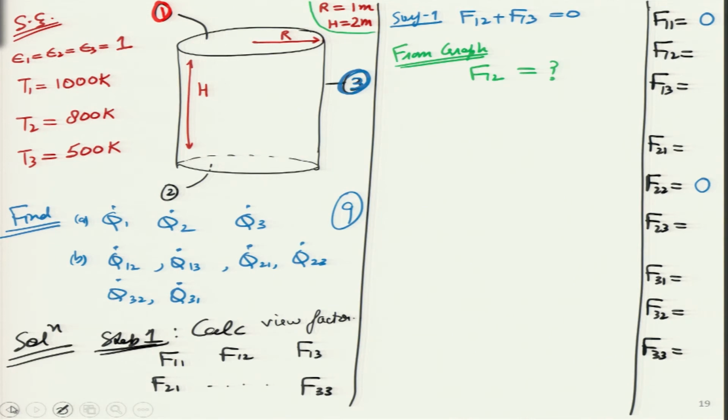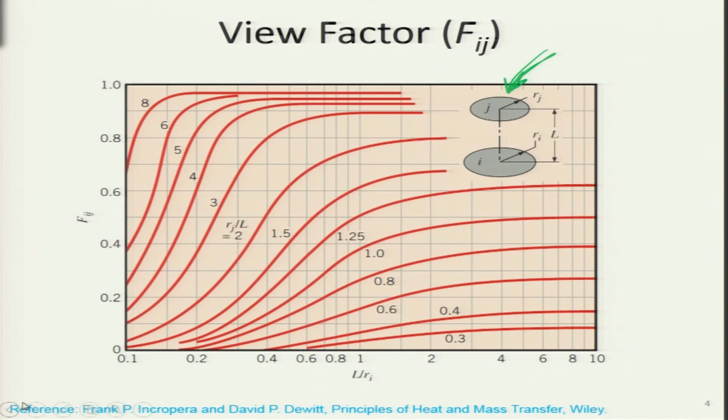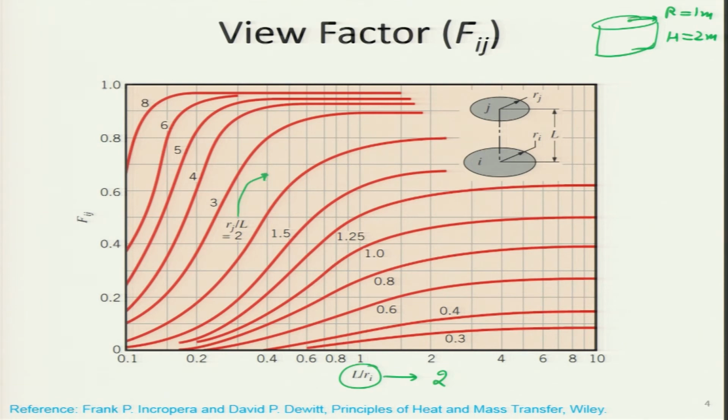Let us go to that particular graph which we looked at earlier. Yes, this one we will require, and let me put the dimensions over here. In our case R is 1 meter, H is 2 meters, which means what is the value of L by R1? L is 2 meters by 1 meter, so this value is 2 in our example. What is the value of R by L? R is 1 meter, L is 2 meters.